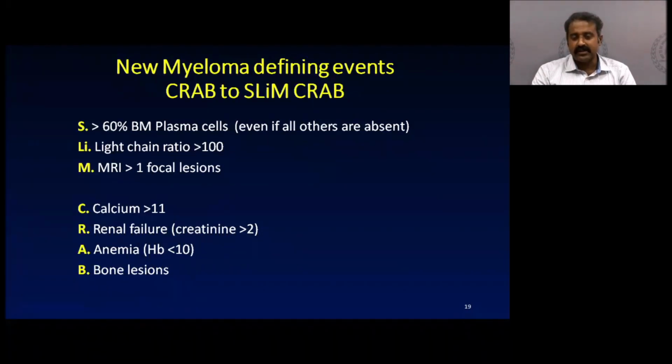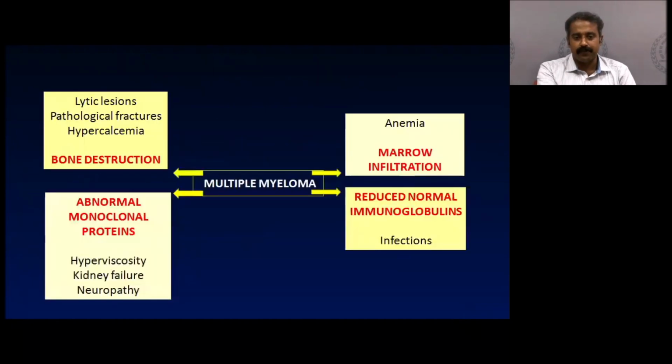And understand that this actually came from the follow-up of patients with high-risk smoldering myeloma, where they found that if you have any of the first three criteria, the chance of developing myeloma was 80% to 90% at 2 years, and these patients had to be treated like multiple myeloma. So right now, these are the new myeloma defining events.